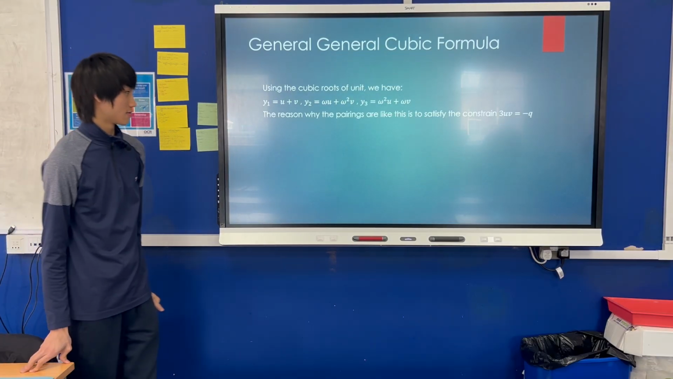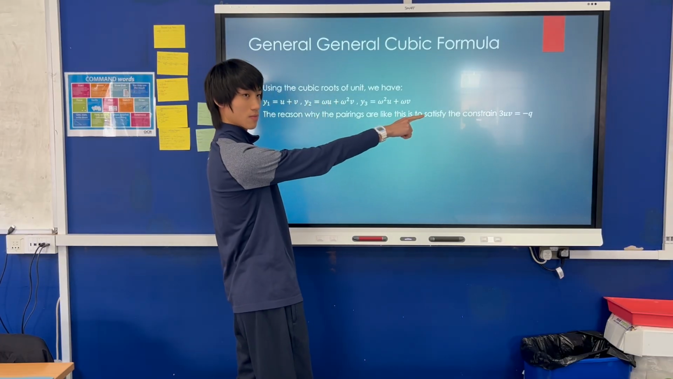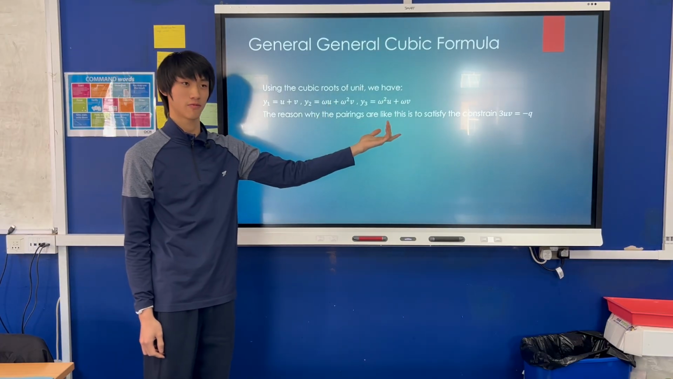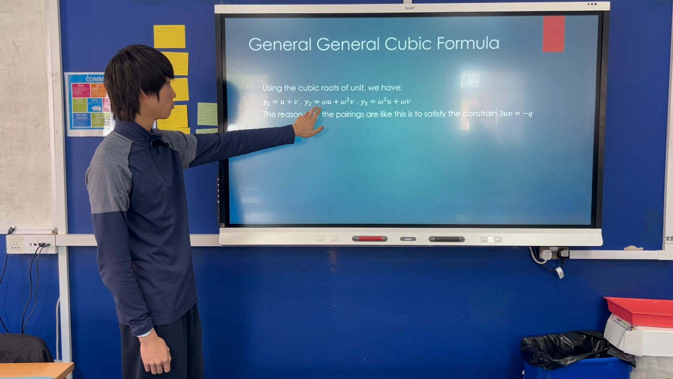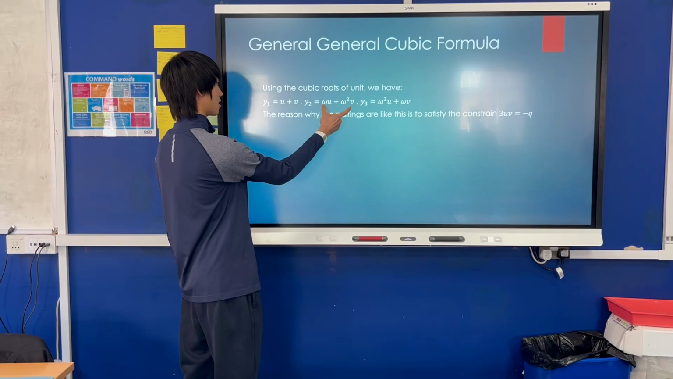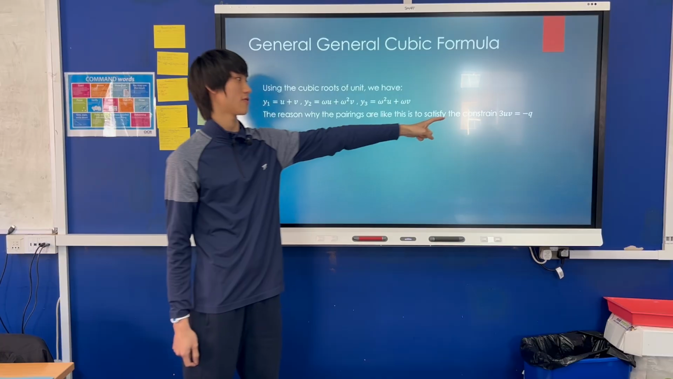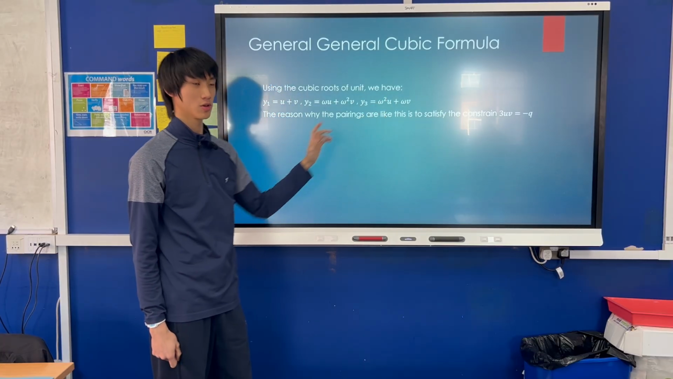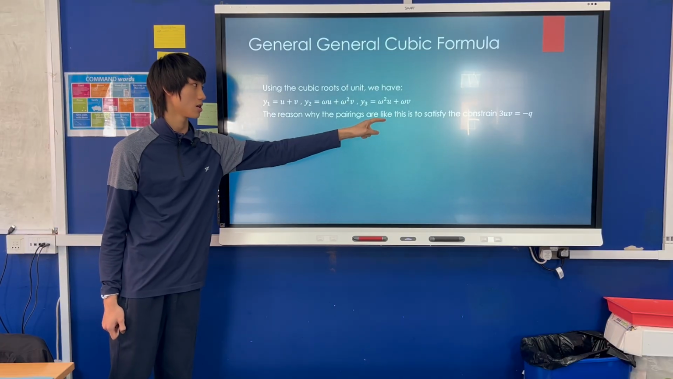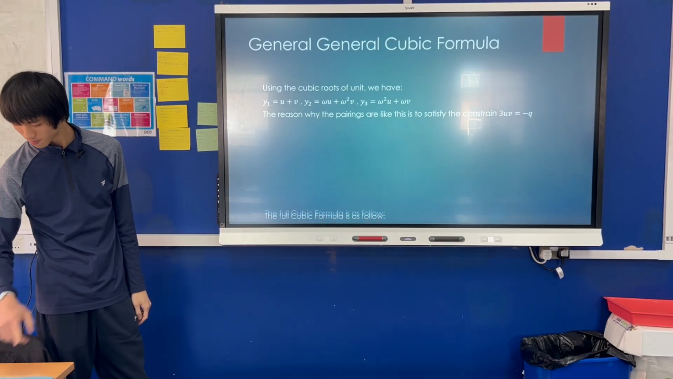So why is this the case? Because these two variables have to multiply to negative q, right? So we can't do omega u plus omega v because that does not multiply to negative q. And the property of the cube roots of unity is that the cube is a solution to 1. So if we multiply these two terms together, we get omega cubed times uv, and omega cubed is just 1. So that satisfies that. And this as well. So we can't do any other possible combinations because these two are the only ones that satisfy this constraint we had when we did the Cardano substitution.